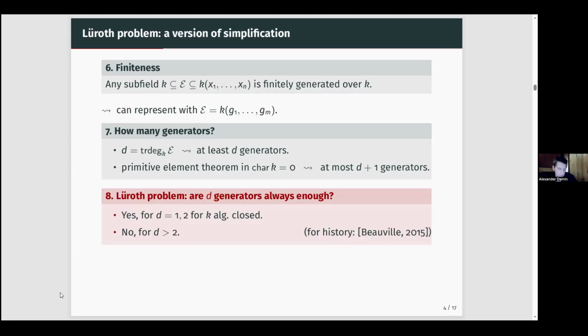And a natural question is then posed by Lüroth: can we always use d generators? So is it always enough to use this many generators to represent the field? And this problem has a rich history. We know, for example, for algebraically closed fields, for dimension 1 and 2, the answer is positive. For dimension 3 and more, you can find examples where it's not.